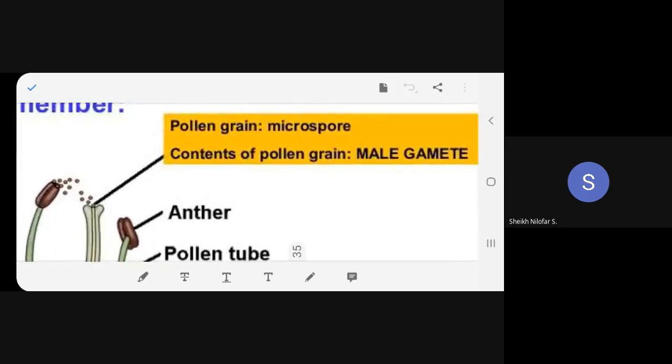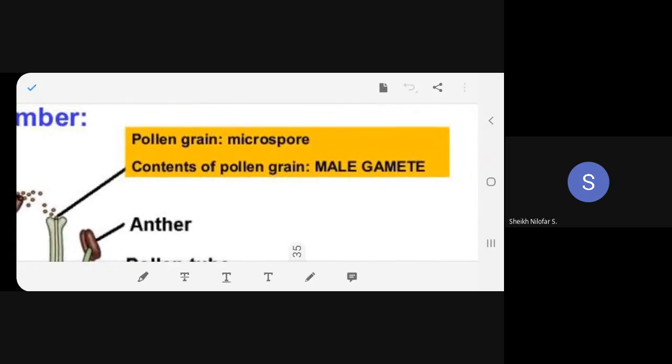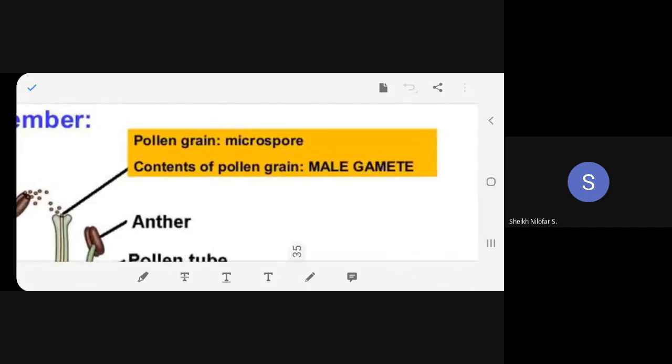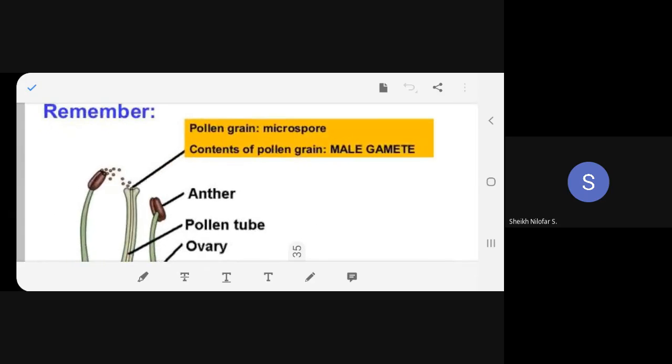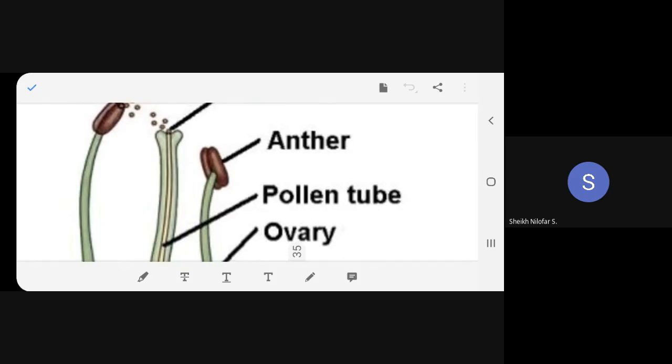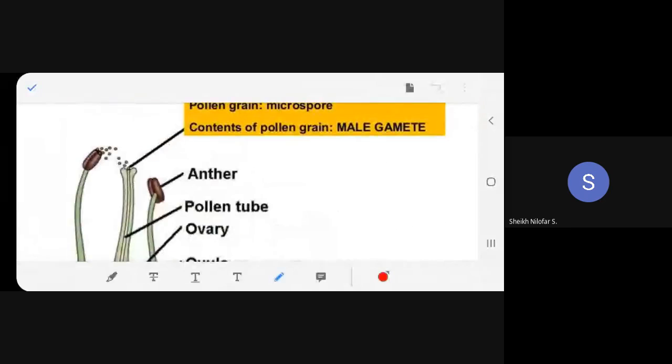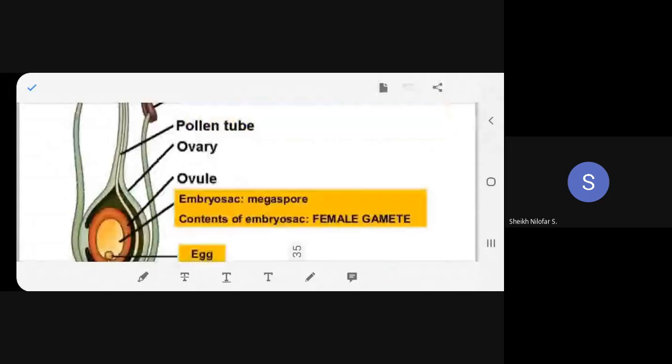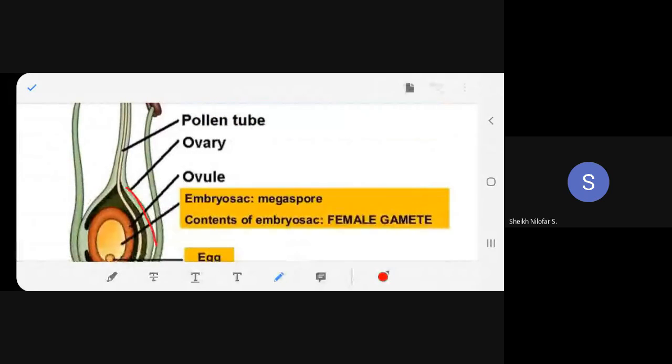Now, the other name of pollen grain is microspore. What is it, beta? Microspore. What does this pollen grain have? It has a male cell or the male gamete. You can see over here that the pollen grains are falling on the stigma, and it is forming the pollen tube. Can you see this tube which is going inside? Then it goes into the ovary. You see, this is the ovary.